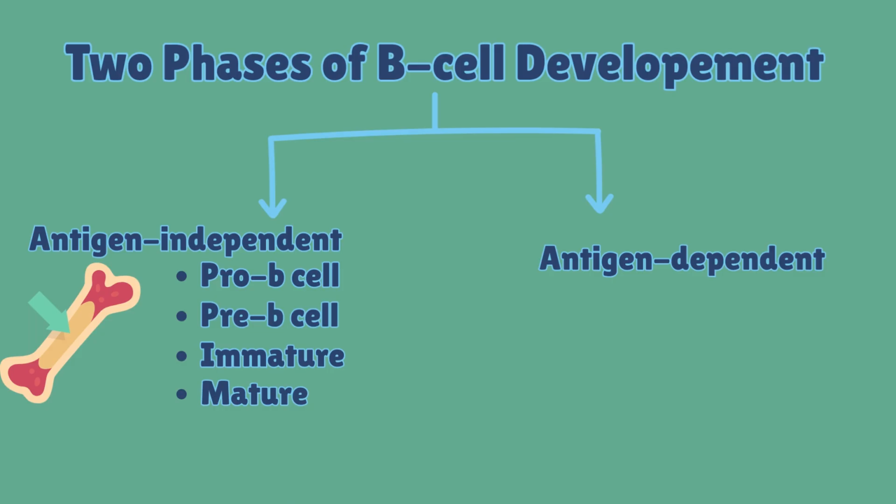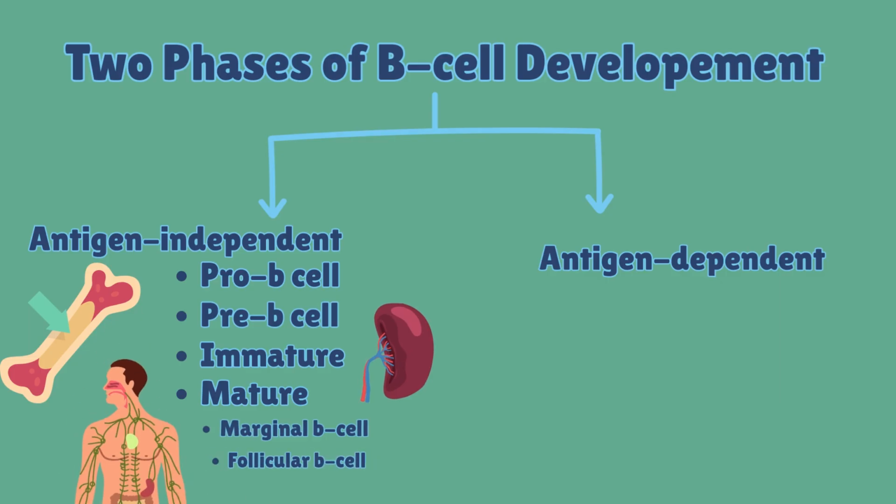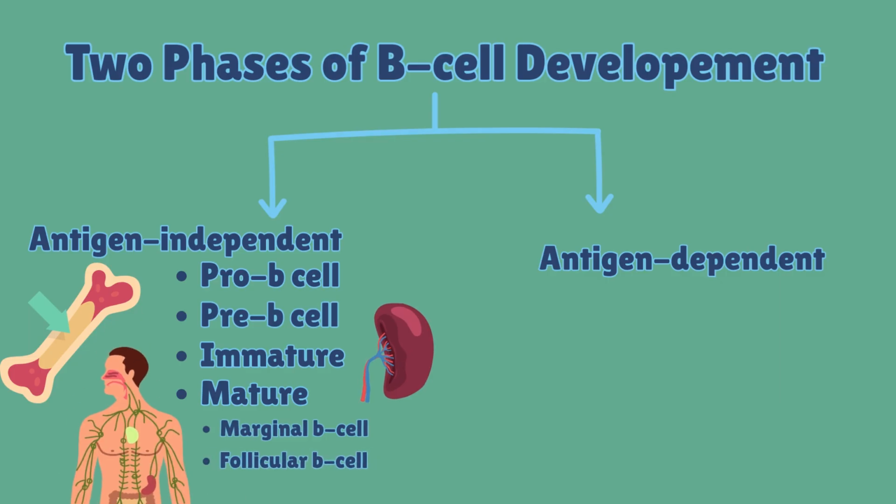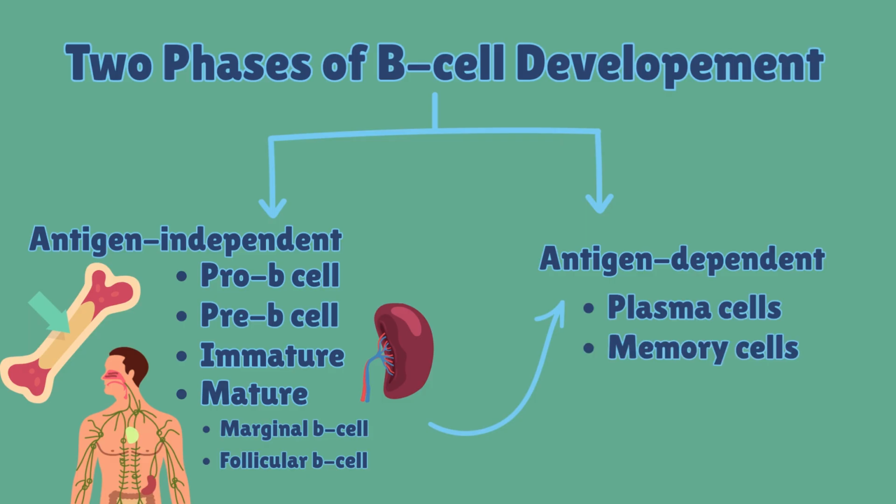The mature B cell can then leave the bone marrow and go to other parts of the body. It can be a marginal B cell, meaning they stay in the spleen, or it can be a follicular B cell, meaning they go to secondary lymph node organs in the body. The purpose of those two is to look for antigen to come in contact with. Once they come in contact with an antigen, they enter the antigen-dependent phase, where they can become plasma cells, which make our antibodies, or memory cells, which provide a stronger antibody response upon re-exposure.